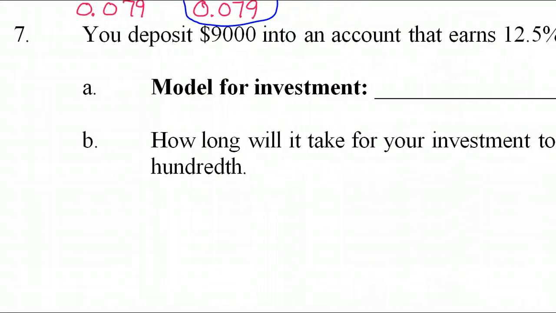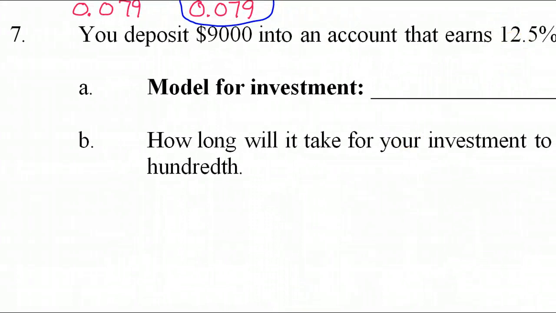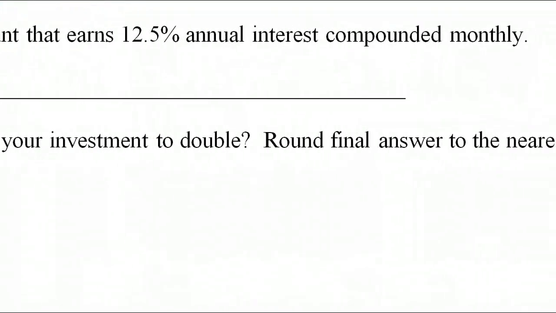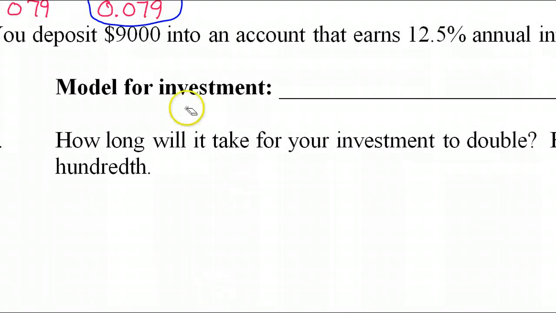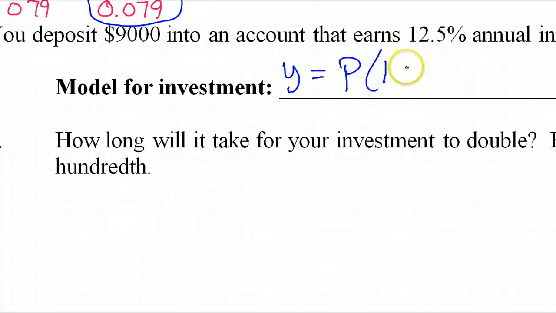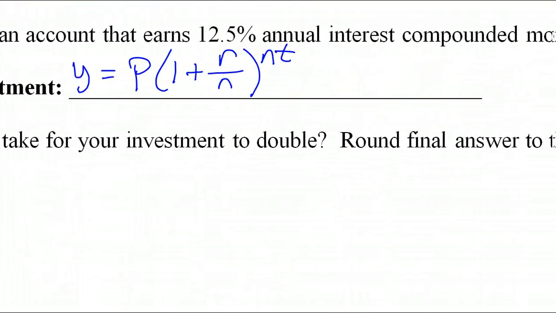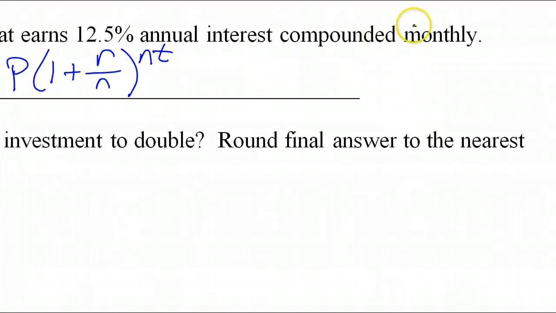Moving on to number 7. You deposit $9,000 into an account that earns 12.5% annual interest compounded monthly. That means we're going to be using that formula, y equals principal times 1 plus the rate over n to the nt power. This is the formula for when we have compounded semi-annually or quarterly or monthly or daily or weekly. Monthly is an n value of 12, 12 times a year.